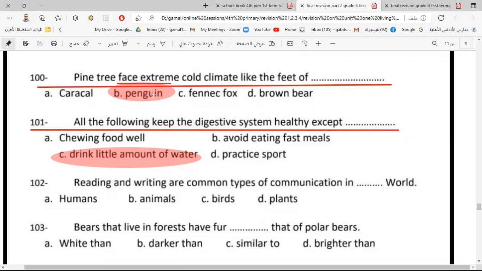Only the one which doesn't keep your digestive system healthy: drinking a little amount of water. This is not a healthy act. You have to drink a good, suitable amount of water.